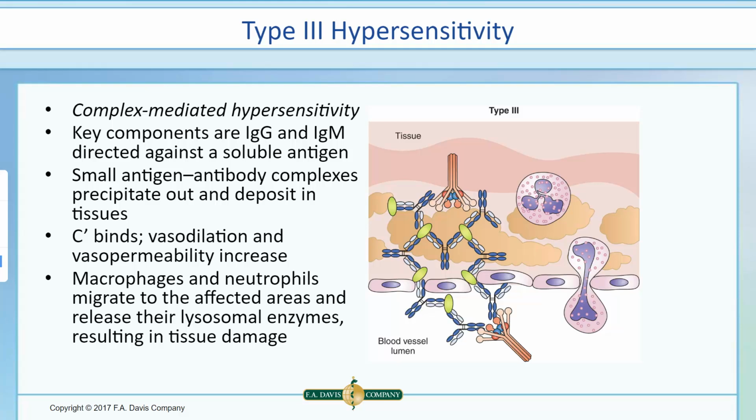So you've got antigens in there. The antigens stimulate vasodilation and vasopermeability caused by complement stimulation. And then you've got neutrophils and macrophages coming to the area to try to clean up the mess. In the meantime, they release lysosomal enzymes and ultimately cause tissue damage. So you have local inflammation caused by these immune complexes settling in the tissues.